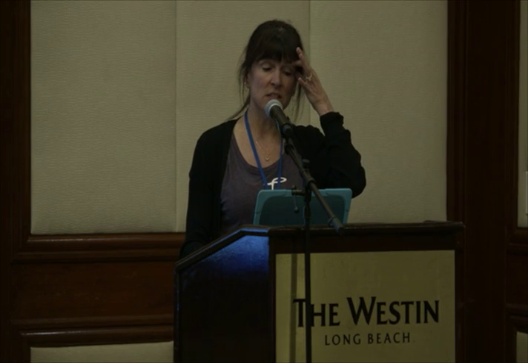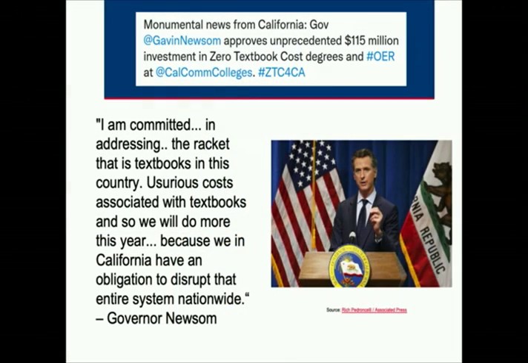And I would argue and suggest that that was the governor's idea when these dollars came along. The reason we got $115 million came from the governor. This was him pushing it. And he has this great quote. He is committed to addressing the racket that is textbooks in this country. Usurious costs, such a good word. I don't even know exactly what it means, but it's a good word, associated with textbooks. And so we will do more this year, because we in California have an obligation to disrupt that entire system nationwide. Before the recall election, I was using this saying, if you need a one-issue reason to keep him, here it is.